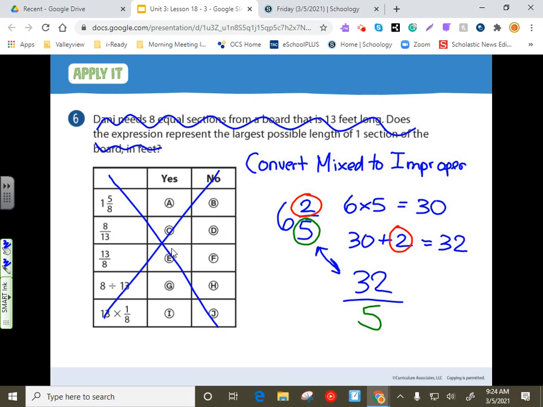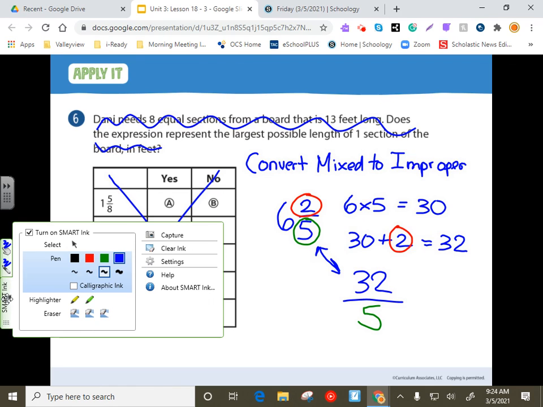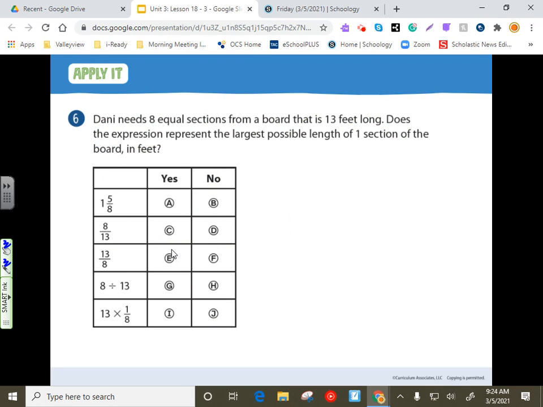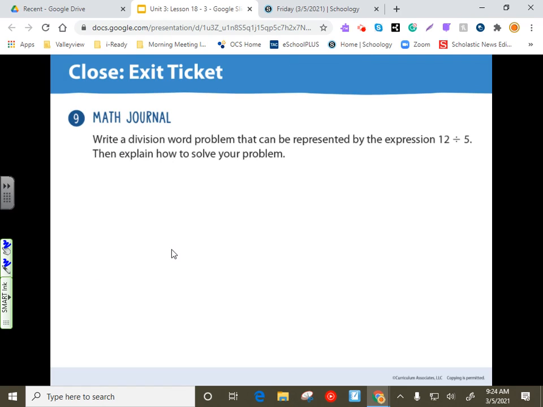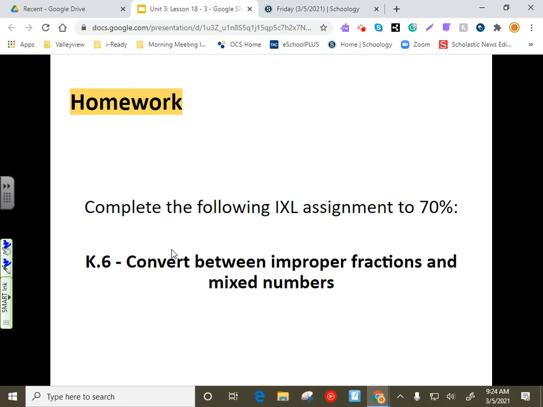And you're going to have to do that on your IXL today. So this is a great note to go back to see the steps and remind you how to do it. Speaking of, we can skip 7, 8, and 9. And your homework today is K6, convert between improper fractions and mixed numbers, go to 70%. The math for those is not anything more difficult than what we did in the examples, but it takes a little practice once you get it. It's something that will be very useful in the next upcoming lessons.